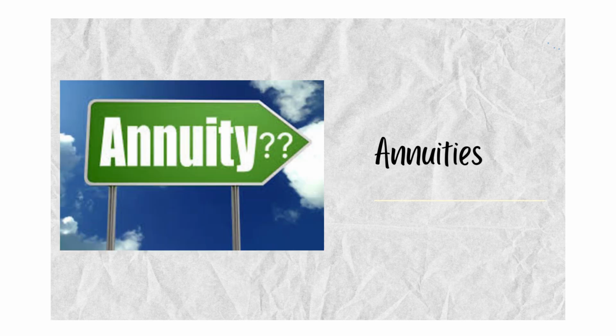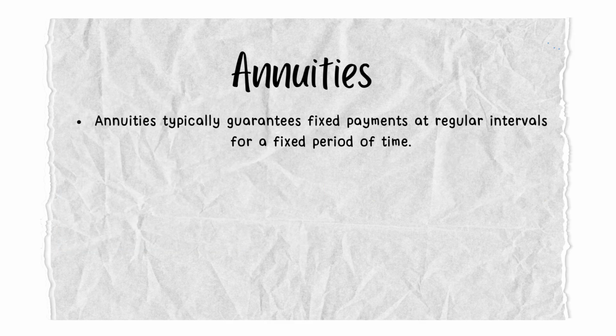Let's talk about annuities. Annuities typically guarantee fixed payments at regular intervals for a fixed period of time. The difference between ordinary annuity and annuity due is that ordinary annuity is a series of regular payments made at the end of each period, while annuity due is made at the beginning of each period. An example of ordinary annuity is stock dividend, and an example of annuity due is monthly rent expenses.